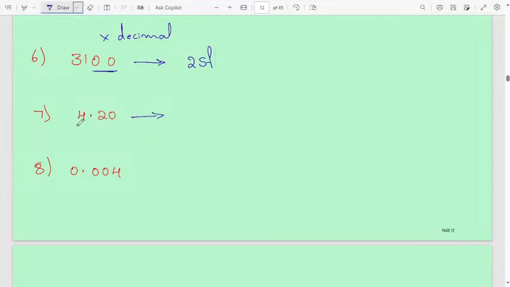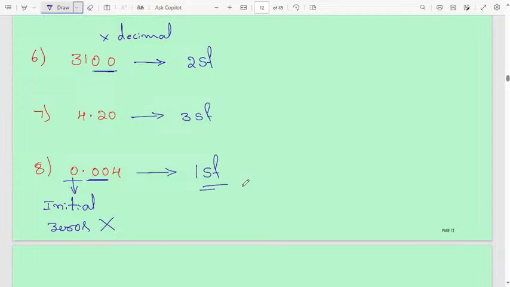Then 4.20, 1 2 3, 3 significant figures. Then 0.004, even though you are having the decimal, these zeros we can't consider as significant, because you are having initial zeros, and initial 0 are never significant. Then these three you can't consider, 1 2 3, only the fourth you have to consider, therefore one significant figure.